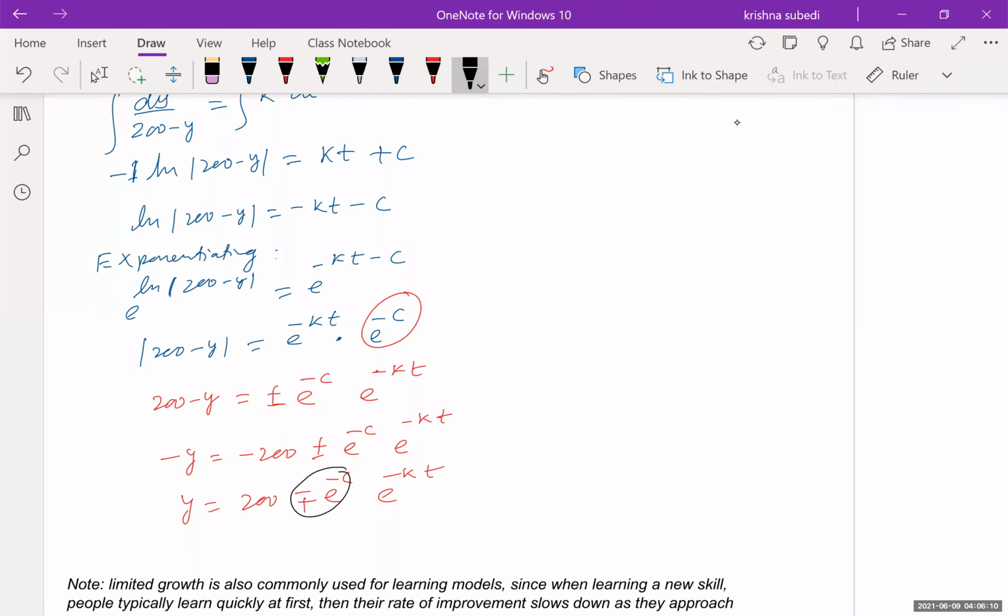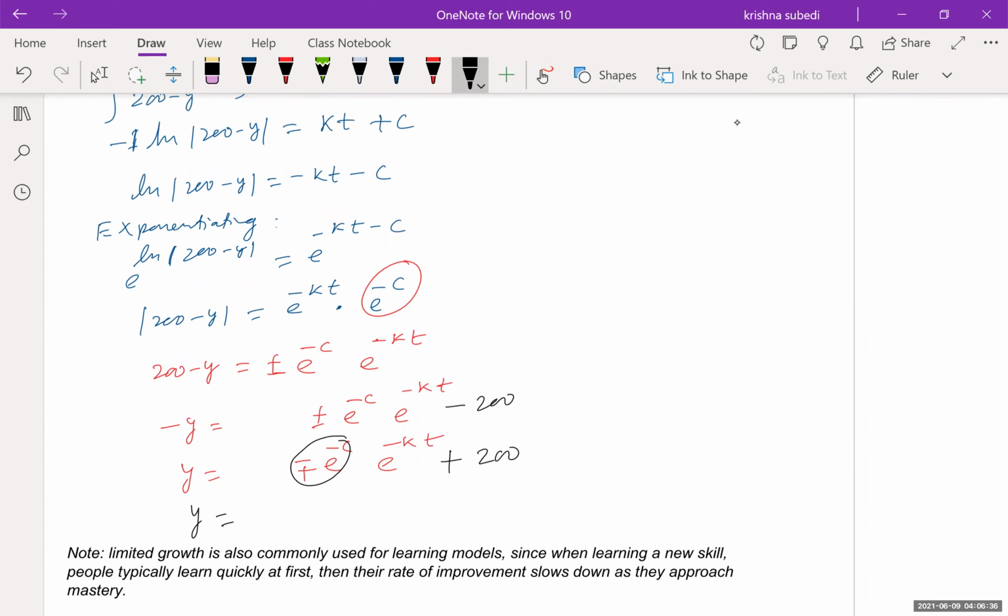So this one is, I'll write this, 200 on this side, okay, 200 that side. So this negative will be positive 200, and so I can write y equals, let's say this one is m, not m. We already used k, so some other constant. What do you want to use for that constant? Let's say a: y equals a e to the negative kt plus 200, where a equals plus or minus e to the negative c. Okay, so this is our general solution.